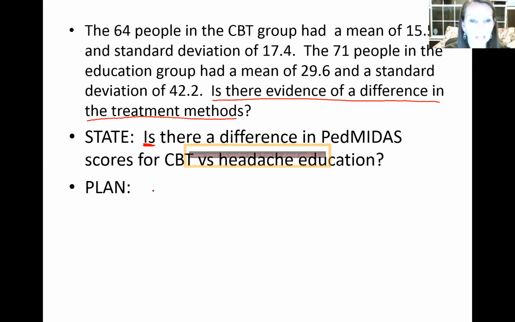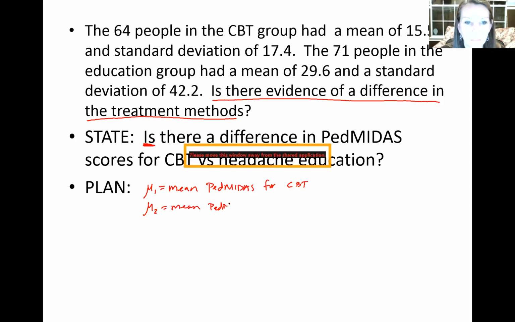So under the plan step, the first thing we do is identify our population parameters. In this case, we have two because we are dealing with two means. So our population parameters are mu1 and mu2. Mu1 would be the mean PEDMIDAS for the cognitive behavior therapy group, CBT, and mu2 would be the mean PEDMIDAS for the headache education group. We'll call that HE.